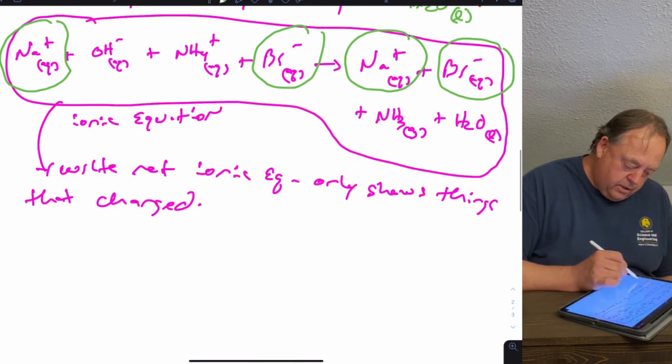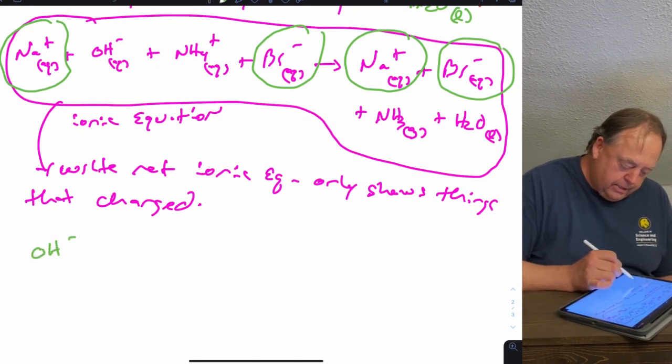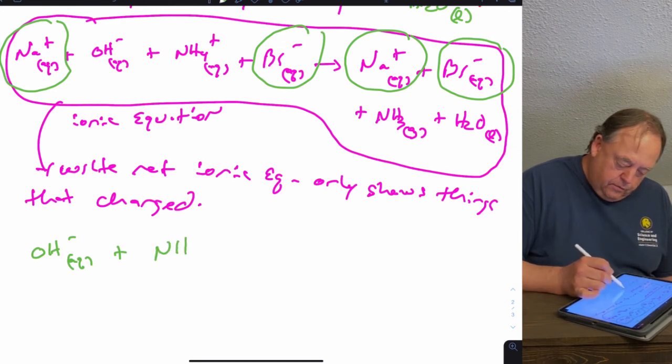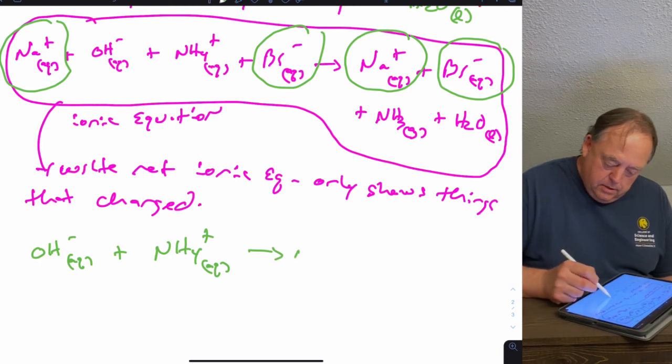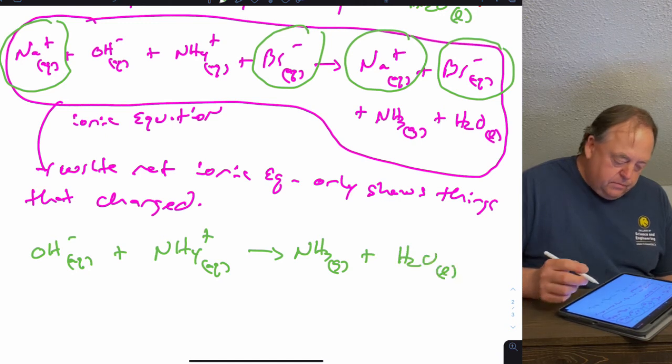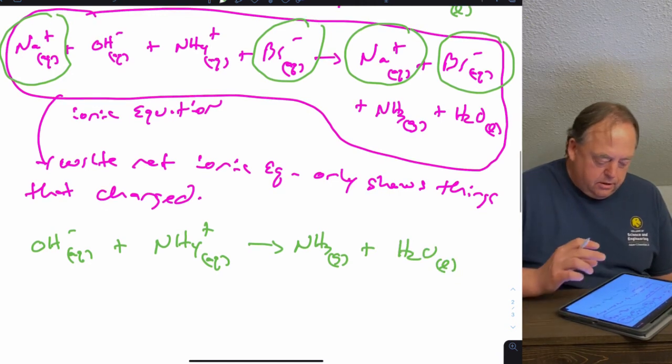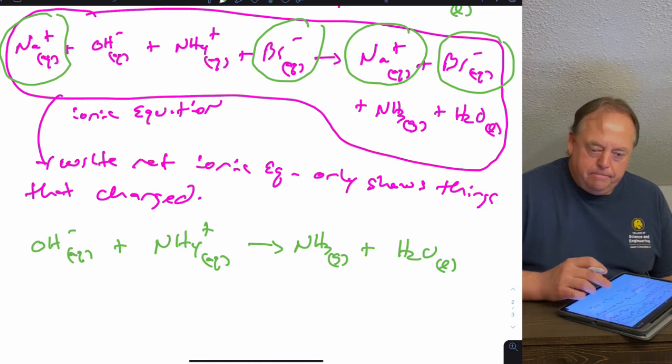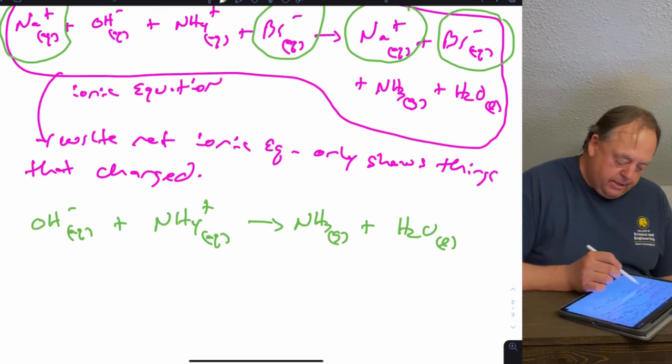So now the net ionic equation is OH minus aqueous plus NH4 plus aqueous became NH3 gas plus H2O liquid. So basically the hydroxide reacted with ammonium. So OH minus reacted with NH4 plus and made NH3 and H2O. So that's your net ionic equation.